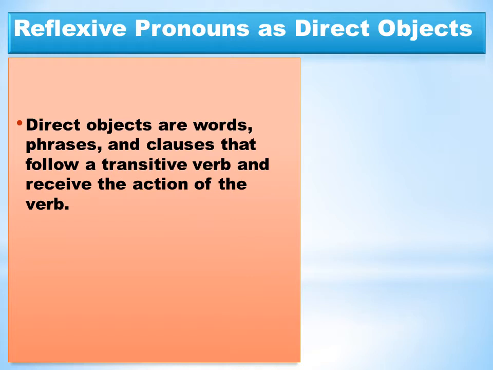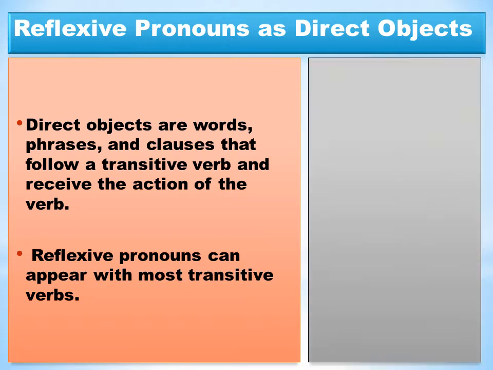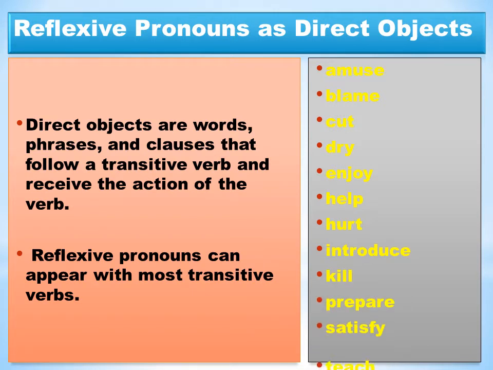The direct objects are words, phrases, and clauses that follow a transitive verb and receive the action of the verb. Reflexive pronoun can appear with most transitive verbs, but the most common ones are amuse, blame, cut, dry, enjoy, help, hurt, introduce, kill, prepare, satisfy, teach.